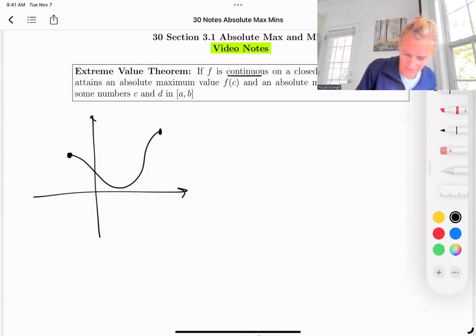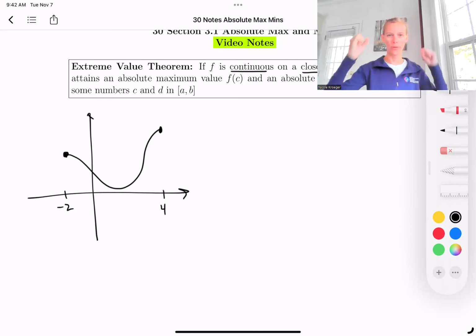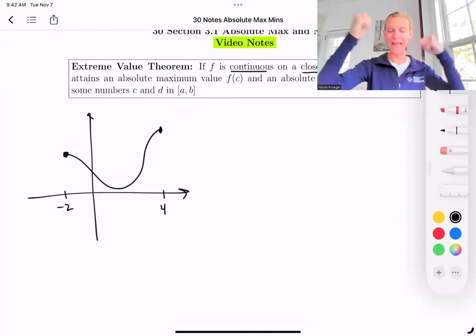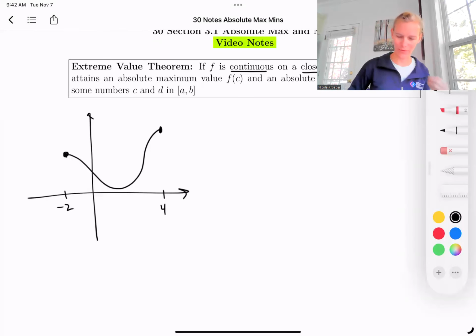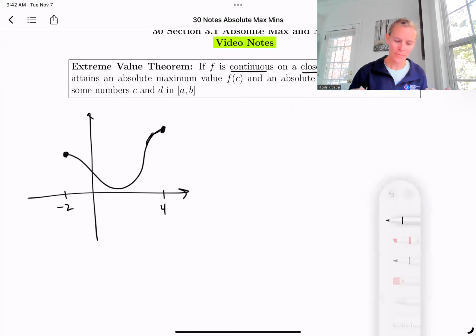And so that would be like this example that I have here. I don't know, maybe this is -2 and this is 4. This is a closed interval because the function attains values at the endpoints. So if these had been open circles at either of the endpoints, then this would not be a closed interval. This would be an open interval. So we want a closed interval, so we want our function to be defined all the way to the endpoints. And we want a continuous function. This function's continuous. I can draw it without picking up my pencil.